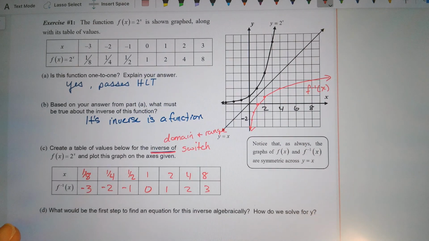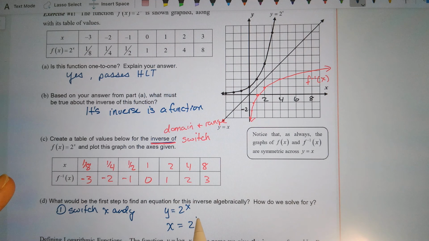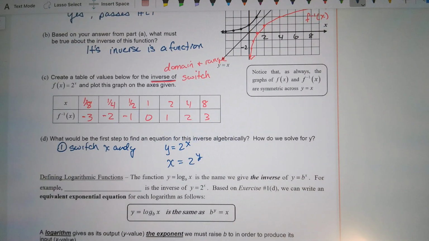What would be the first step to find an equation for the inverse algebraically? Well, the first thing to do is to switch x and y. If we have y equals 2 to the x, we switch x and y, and we have x equals 2 to the y. And now we need to solve for y. Well, how do we do that when y here is an exponent? We introduce logarithm.